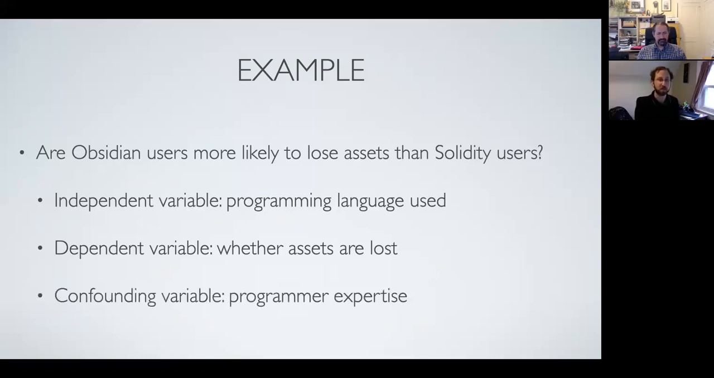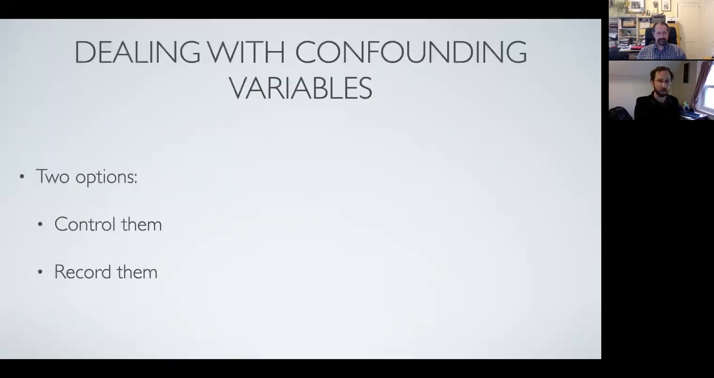Maybe people with more experience programming don't need the additional safety features in Obsidian. So you can basically control for them by, say, recruiting narrowly. You can recruit only people with a particular kind of programming expertise. Or you can record them and then try to do statistics on whether they affected the results. And notice that if you don't realize a confounding variable is present, then this can really influence the interpretation of your study. So you have to be careful about this.